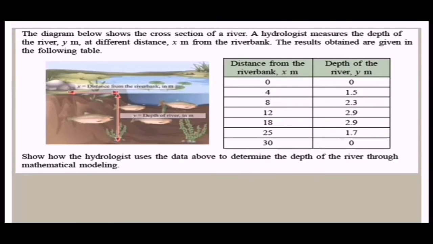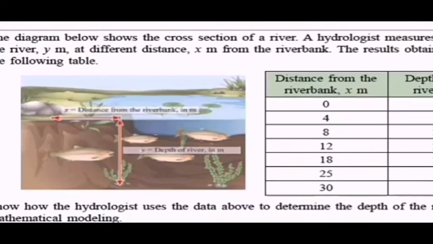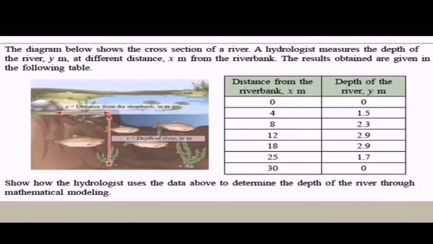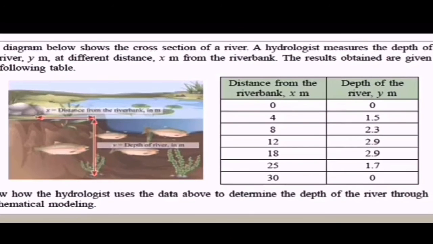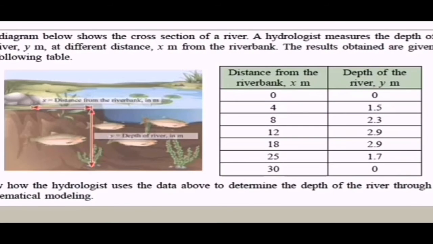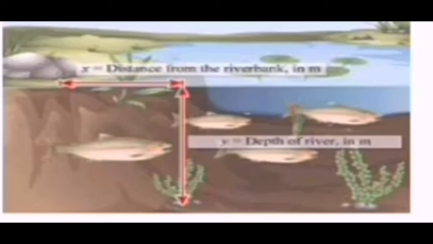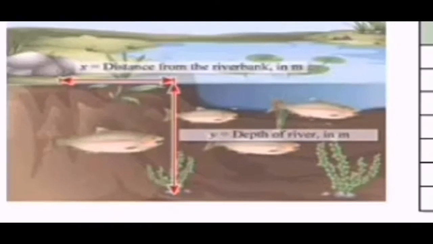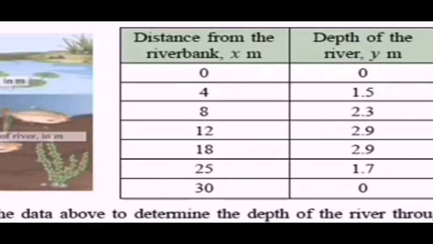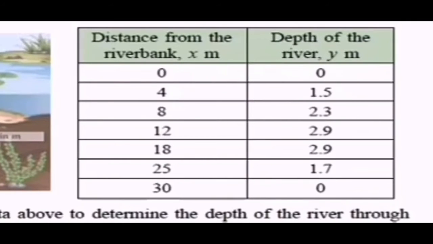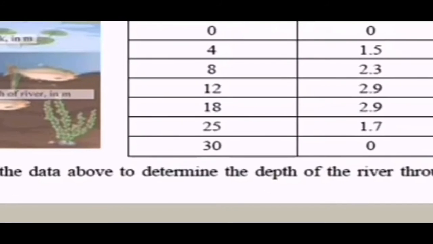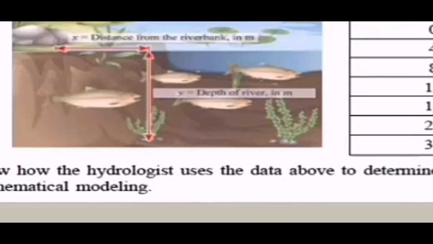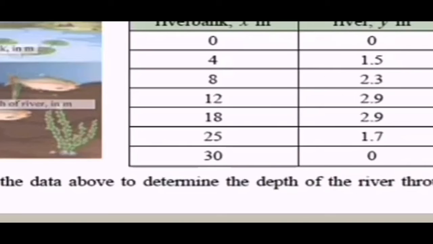The diagram below shows the cross-section of a river. A hydrologist measures the depth of the river, y meter, at different distance x meter from the river bank. The results obtained are given in the following table. Distance from the riverbank x meter is 0, 4, 8, 12, 18, 25, 30, while depth of the river y meter is 0, 1.5, 2.3, 2.9, 2.9, 1.7, and 0. We must show how the hydrologist used the data above to determine the depth of the river through mathematical modeling.